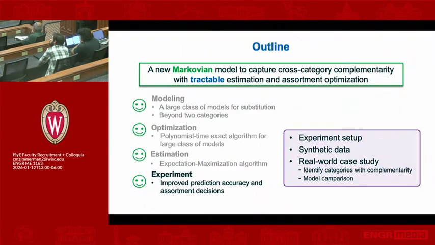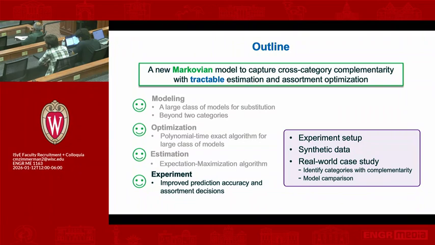So now let's talk about experiments. So far, I have shown the model is tractable for both estimation and optimization, but you may also wonder, some independent models can do all of this, so we really need to show that it is important to incorporate complementarity from data, and our model is really doing much better than the independent choice models.